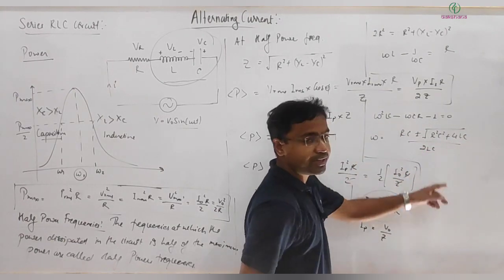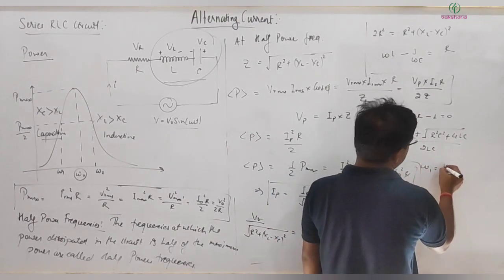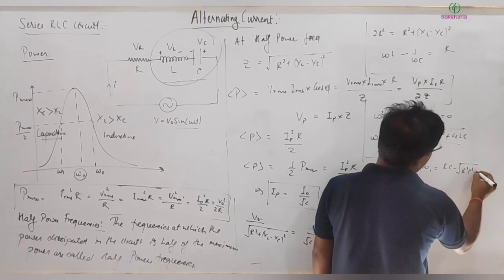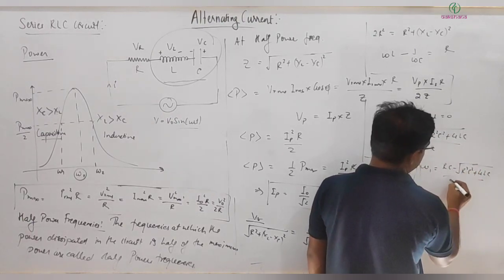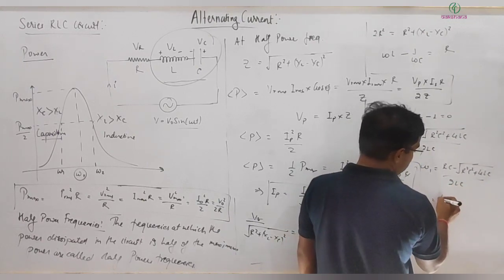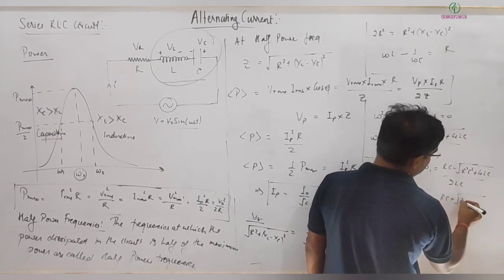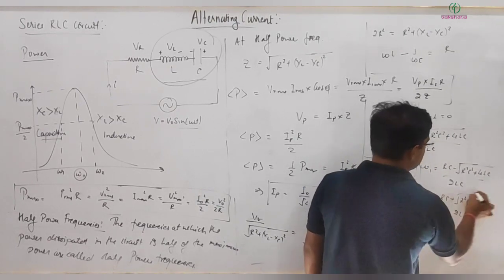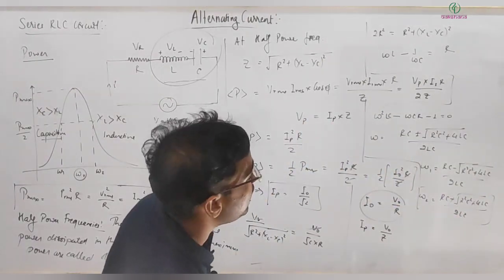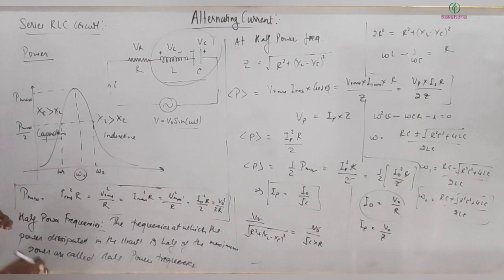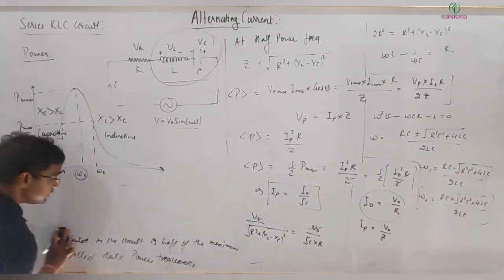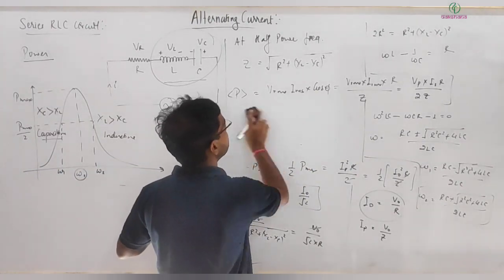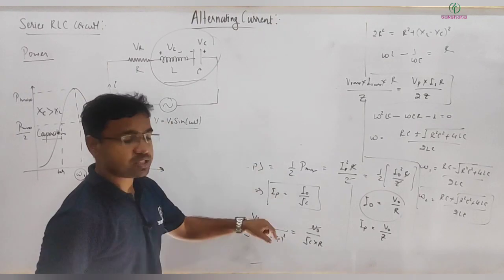Clear? And here I will be getting 2 omegas, so omega 1 is RC minus under root R square C square plus 4 LC divided by 2 LC, and omega 2 is RC plus under root R square C square plus 4 LC divided by 2 LC. So these are your omega 1 and omega 2. These are called half power frequencies. So we got actually the half power frequencies, right? And then here, I hope you are clear with this term.